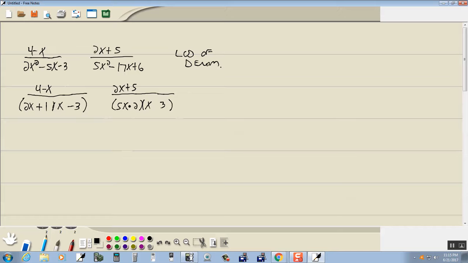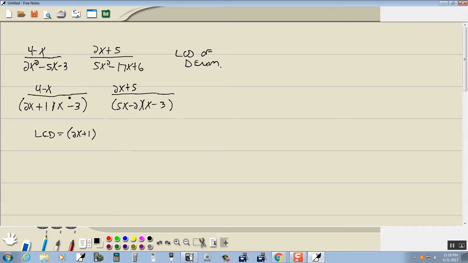This one factors as (5x minus 2)(x minus 3). Double check that. Okay. Now your first step is to factor all of your denominators. Then for your LCD, you look at each factor. I start with the 2x plus 1. I'm looking for the greatest number of 2x plus 1s in a single denominator. There's 1 here, there's none here, so the greatest number of 2x plus 1s is 1.